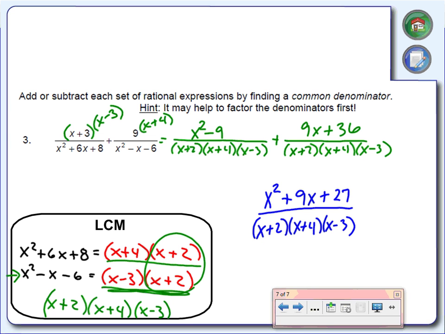Maybe. How do we know for sure? What do we got to do with the numerator? Factor it out. So can we factor x squared plus 9x plus 27? Are there factors of 27 that would add up to a 9? No. So yes, we are done. I kind of warn you guys, that's a lot of work, especially finding that common denominator. That's the part that's going to get us. So we need to be real careful with that.